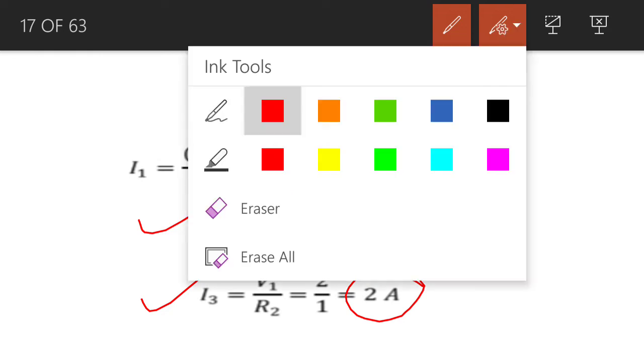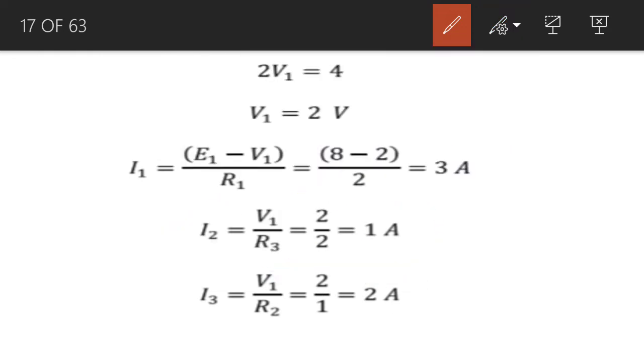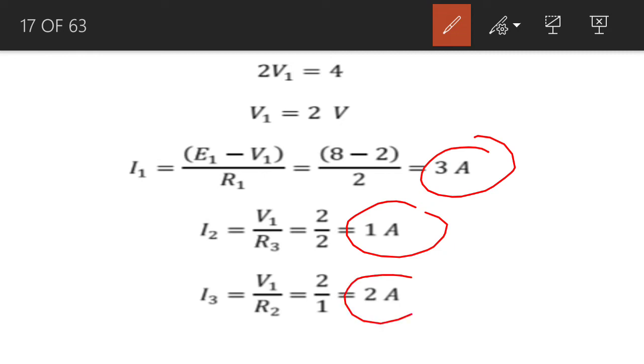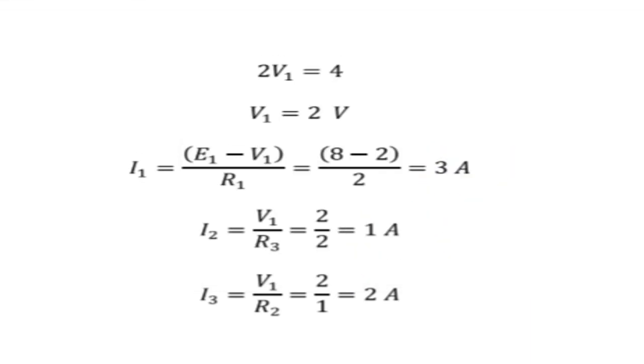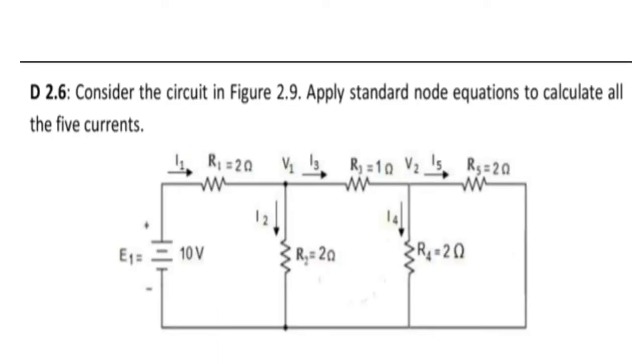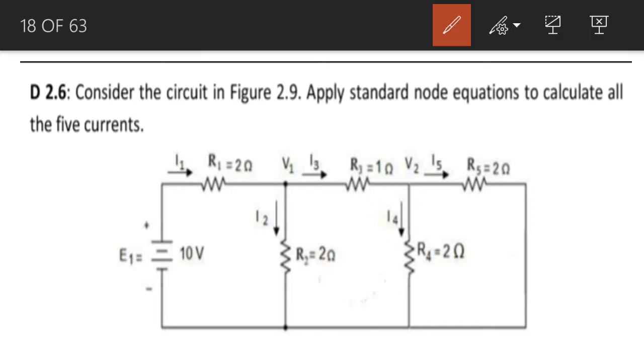So you see, the current in the resistor R1 is 3 ampere. The current in the resistor R3 is 1 ampere. The current in the resistor R2 is 2 ampere. Let us do another numerical example with the help of standard node equations. In this numerical example, there are 2 nodes. So let us consider example number 2.6, which is the solved numerical example from my book. If we look at this particular numerical example, there are 2 nodes.